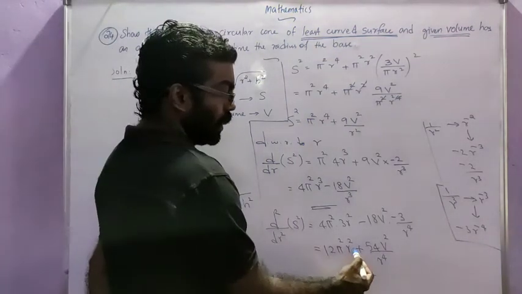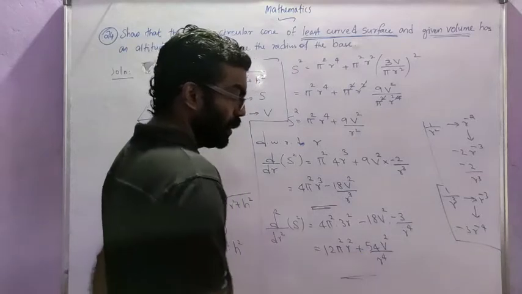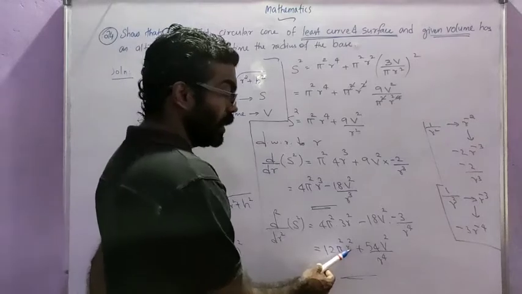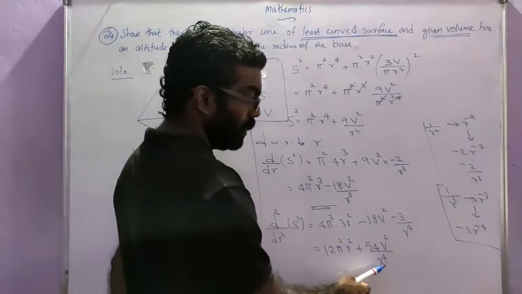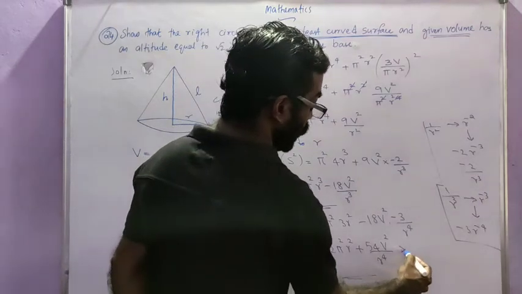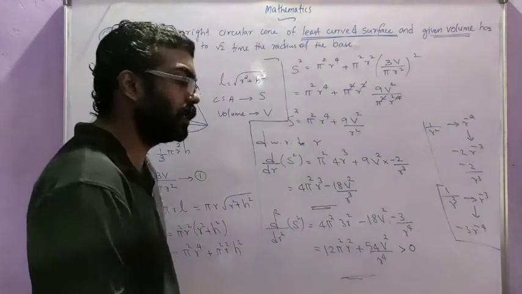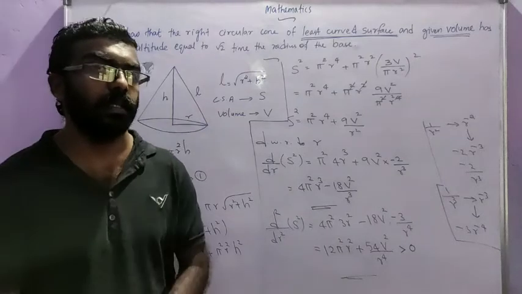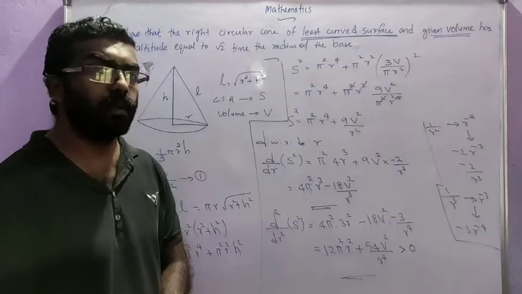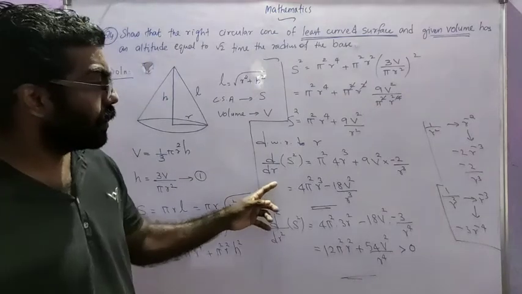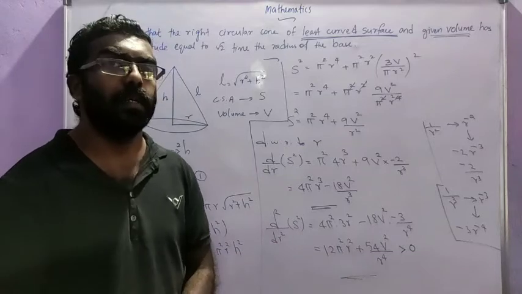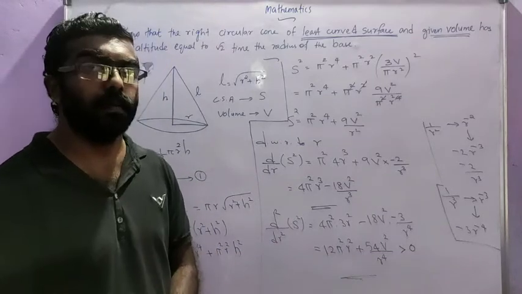Here r and v are positive terms. r is the radius and v is the volume, and there are even powers for r and v: r square, r raised to 4, v square. Clearly we can say this is a positive quantity, greater than 0. That means the function attains its minimum at the critical point. That critical point we have to find out. For that we can equate the first order derivative to 0, and from that we can find the value of r.